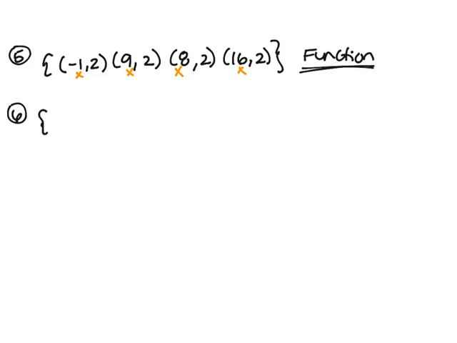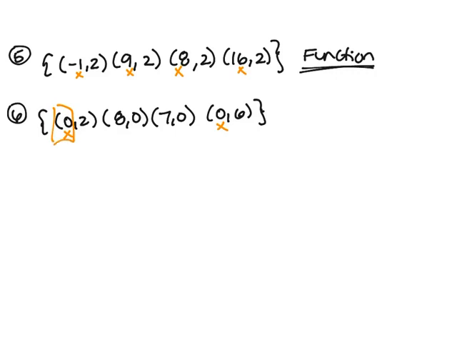Number 6, you have the points 0, 2, 8, 0, 7, 0, and 0, 6. So here, when I look at my x's, I do have 0 paired with 2, and then I turn around and have 0 paired with 6. So because your x is repeating, because it's paired with 2 different y numbers, this is not a function.